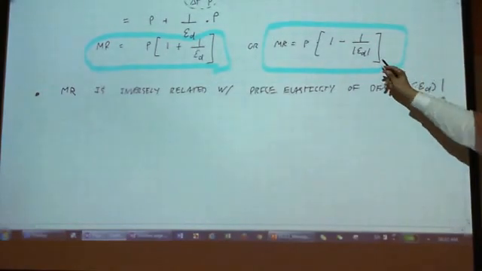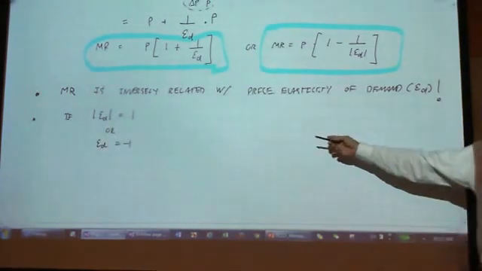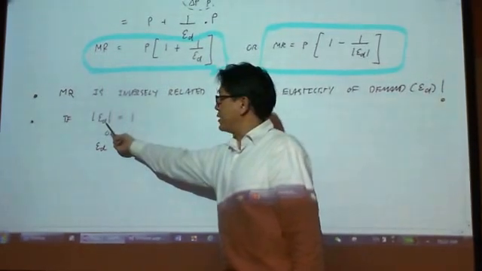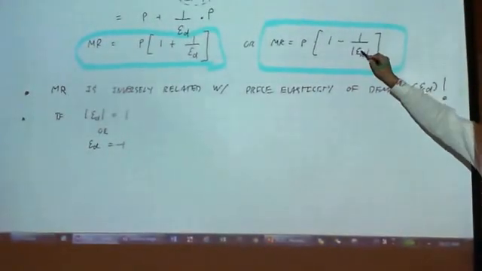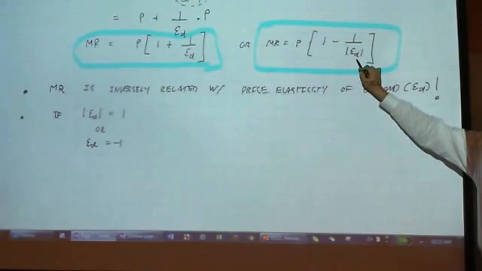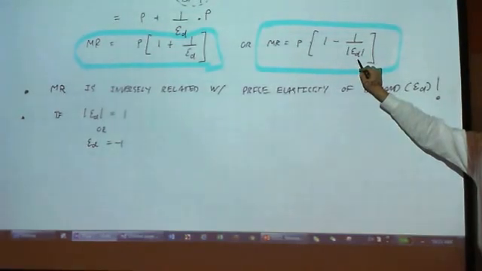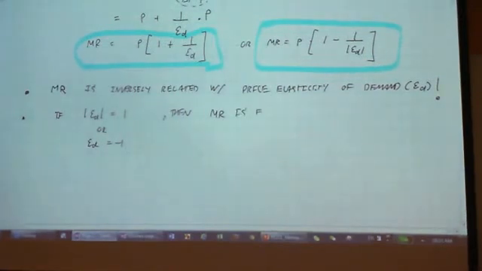How? Let's try to put, let's say, if this equals 1. It's your choice, you can use my version or this one. It's the same thing. If elasticity equals 1, if you put 1 here, what is MR then? Equal to 0. Then marginal revenue is equal to 0.